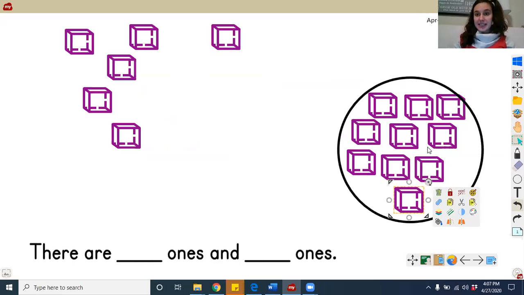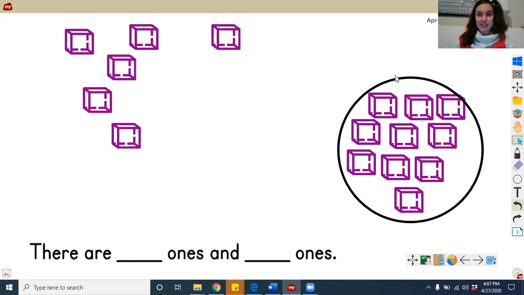Now that I moved 10, I'm going to double check that I have 10. So 1, 2, 3, 4, 5, 6, 7, 8, 9, 10. So I have one group of 10. I can look at this circle and I know that I already have 10. Now, I can see here that I don't have enough magnets to make another group of 10. So I'm just going to count these by ones. So I have 1, 2, 3, 4, 5, 6 ones.